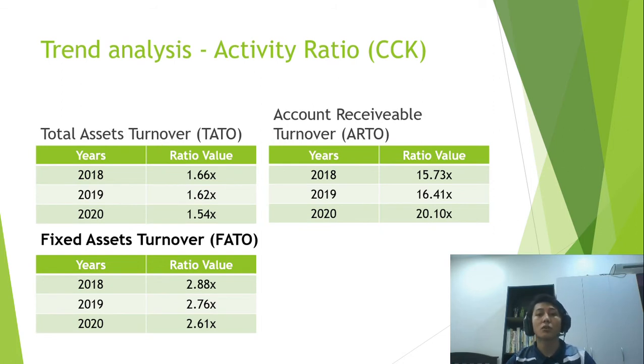CCK's total asset turnover for all three consecutive years shows good ratio performance. Based on the table above, we can see the company had the highest total asset turnover performance in 2018. Therefore, it shows that the company was the most effective in using total assets to generate sales in 2018. CCK's account receivable turnover for all three consecutive years shows good ratio performance. This is because the company's account receivable turnover increased from 2018 until 2020. Based on the table, we can see that the company had the highest receivable turnover ratio performance in 2020. Therefore, it shows that the company was the most effective in collecting receivables in 2020.